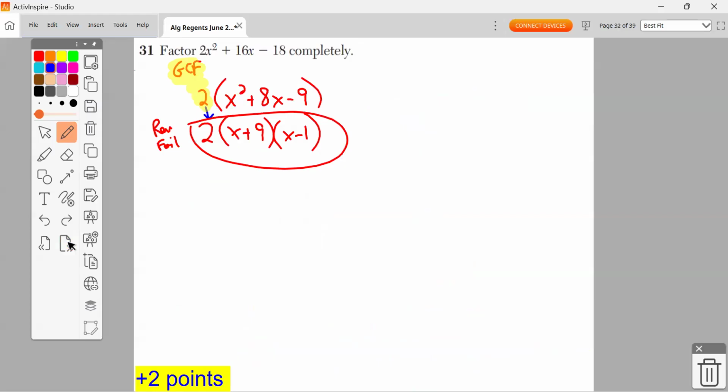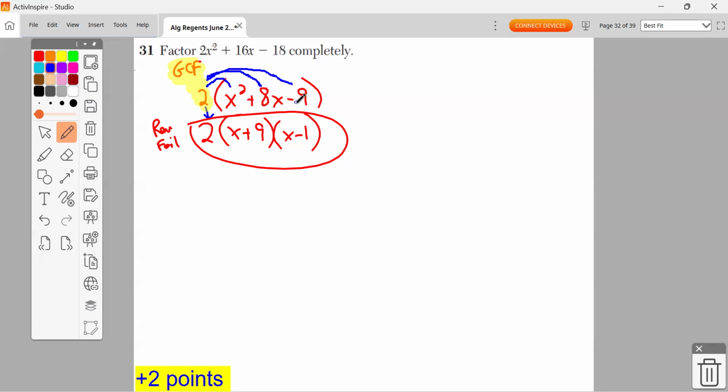In question number 31, they have one of these all the time. You have to factor out the greatest common factor first. What's the biggest number that goes into 2, 16, and -18? It's a 2. So I can factor that out. When I factor that out, I need to put all the leftovers inside the parentheses. So when I distribute, 2 times x squared is 2x squared, 2 times 8x is 16x, 2 times -9 is -18.